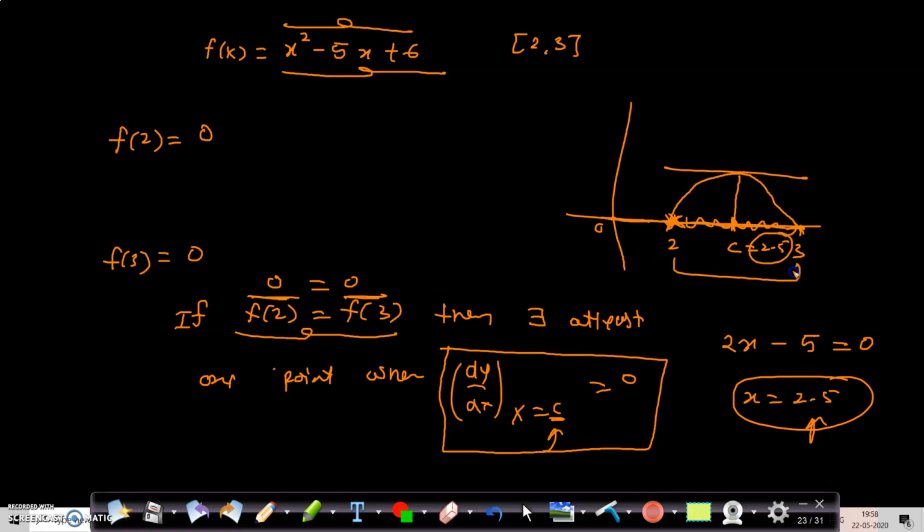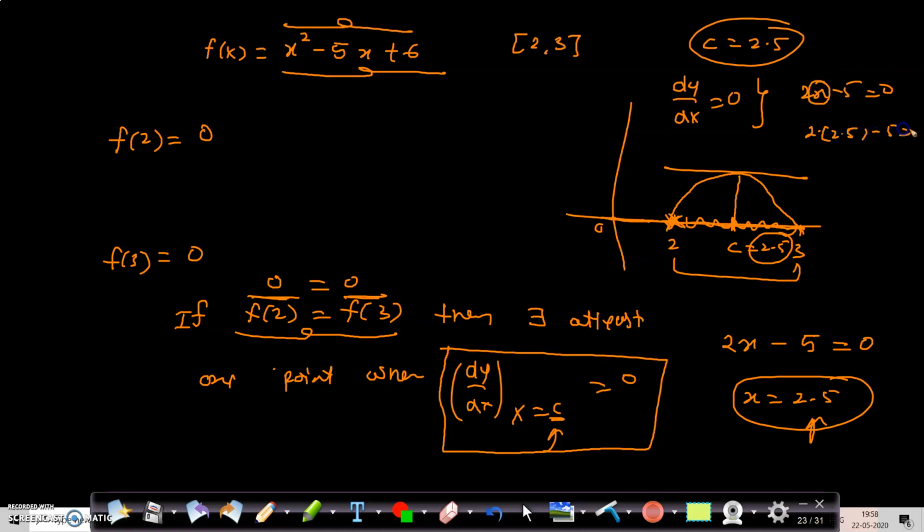2.5 is between 2 and 3. Yes, it is between 2 and 3. That means C is a point where dy by dx is going to be 0. Yes, it's true. How? Just try to understand. Just differentiate this part. It gives 2x minus 5 equal to 0. If you put x equal to 2.5, what will you get? Yes, that's correct. You will get 0.